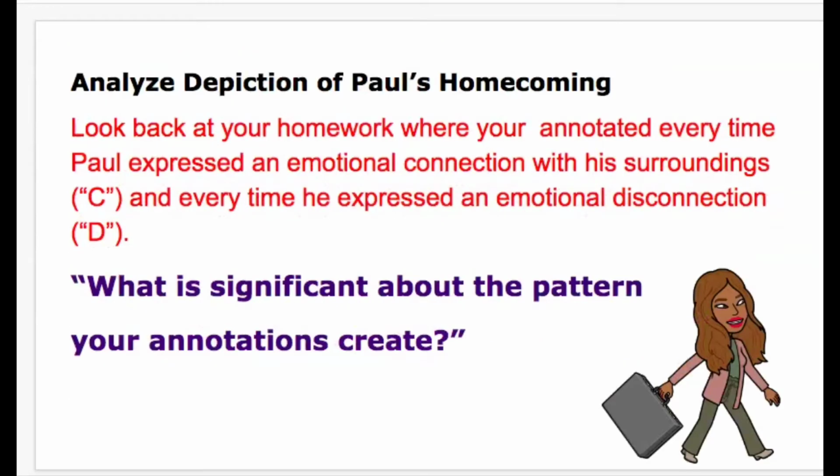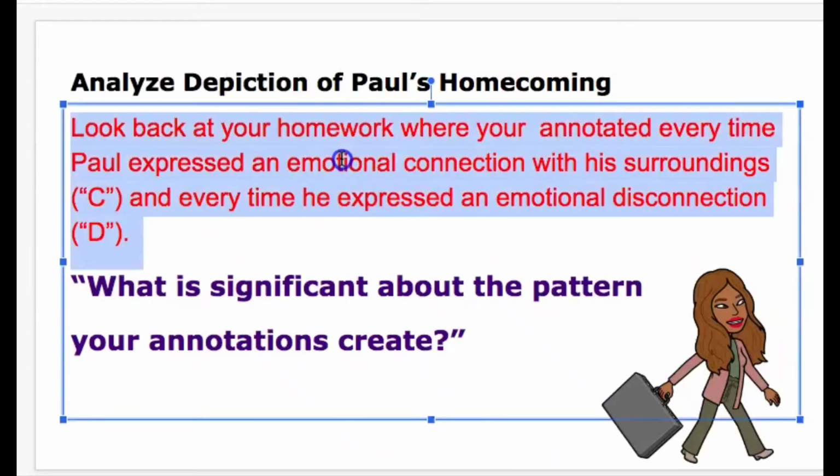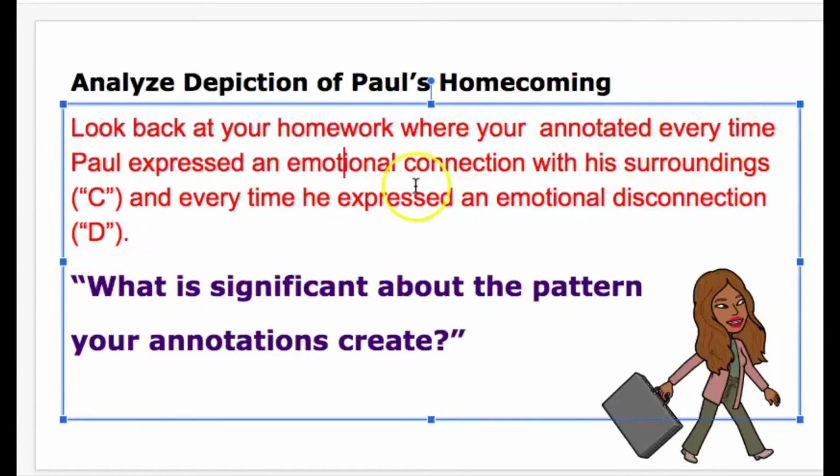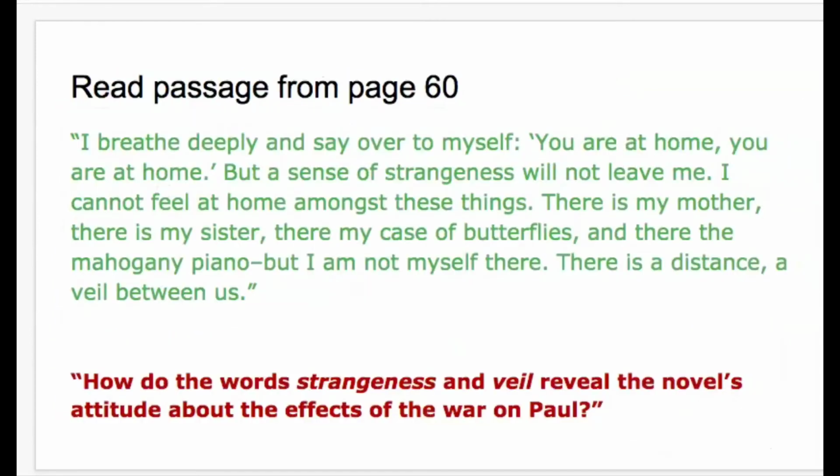So the first thing I want you to do is analyze Paul's homecoming. I want you to look back at your homework where you annotated every moment where Paul expressed an emotional connection to his surroundings. Then I want you to look at the moments where he was emotionally disconnected from his surroundings. What is significant about the pattern? Does he feel closer to certain places more than others? See if you see that in the reading.